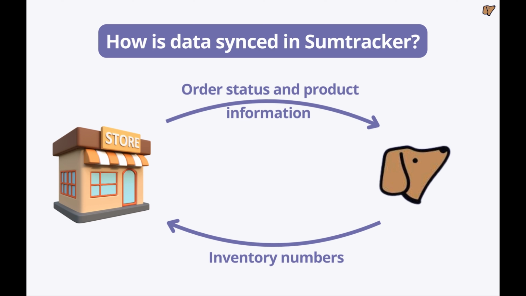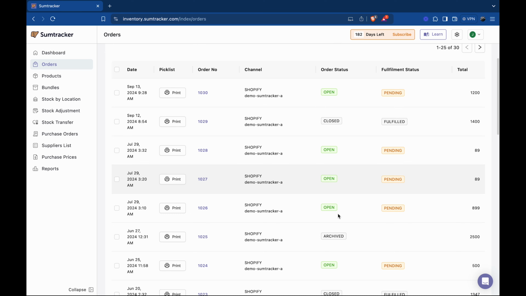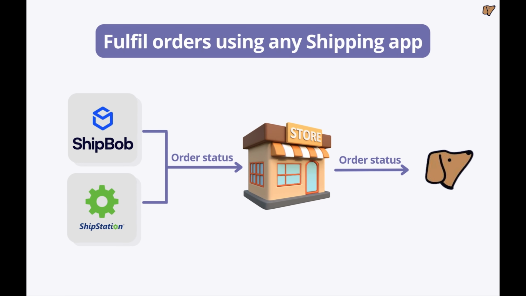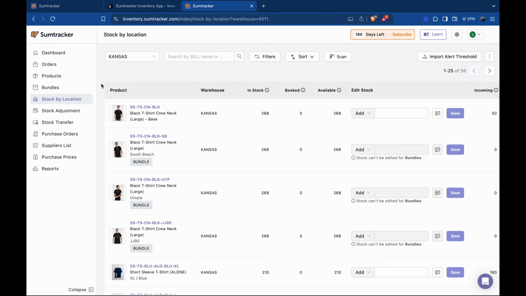Orders and product information continuously sync from your store to Sumtracker. When an order comes into your store, it's synced to Sumtracker, and based on the order status, inventory is automatically adjusted. You can use any fulfillment app to update the order statuses on your store, and then Sumtracker reads and updates order status from your store. And you'll continue to add new products directly in your store, and those products will sync to Sumtracker, where you'll need to update their inventory.